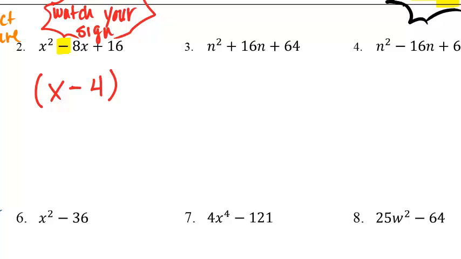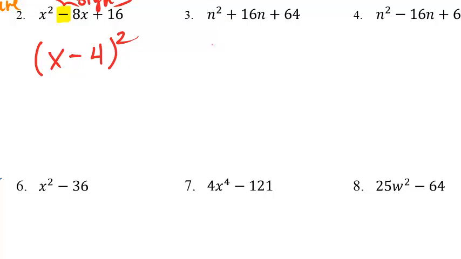Now, if I multiply x times 4, which is 4x, and I double it, I get that middle term 8x, or I'm sorry, negative 8x in this case, right? X times negative 4 is a negative 4x, and then double it. That works. So it is a perfect square. That's how the pattern works. It's that simple. So let's do one more.